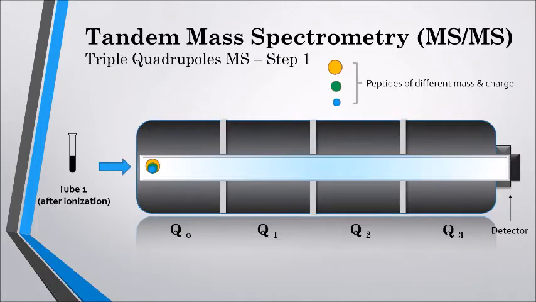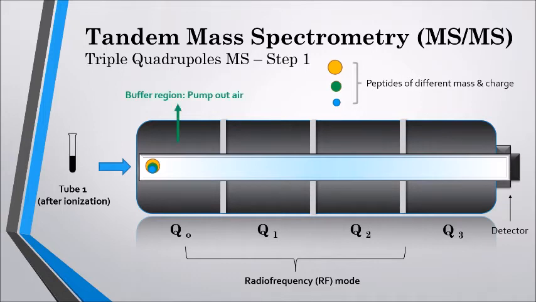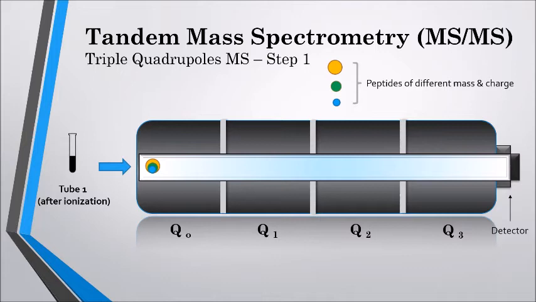Now, our ionized samples are fed into the machine. In the first step, which is to scan the precursor ions, Q0 to Q2 are set at radio frequency mode to allow all peptides to pass through and reach Q3. Q0 simply serves as a buffer zone to ensure that all air molecules are pumped out so as to achieve a vacuum environment. At Q3, the mass scanning mode is being selected.